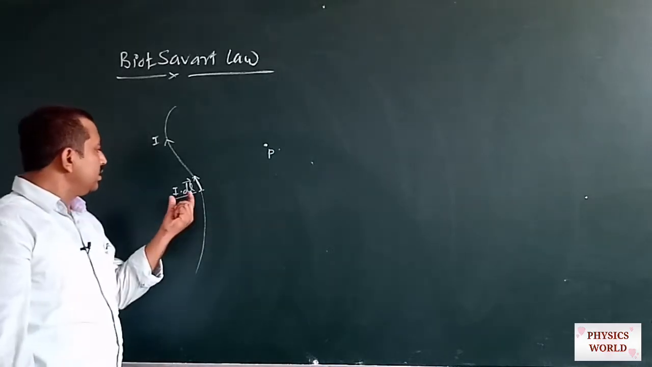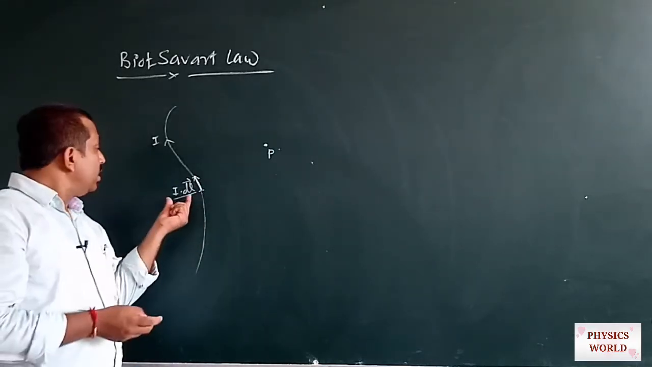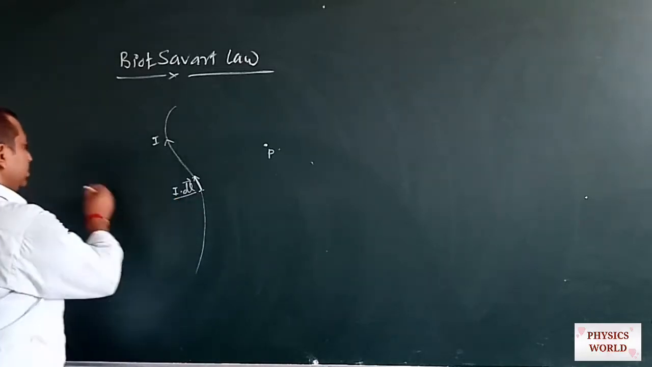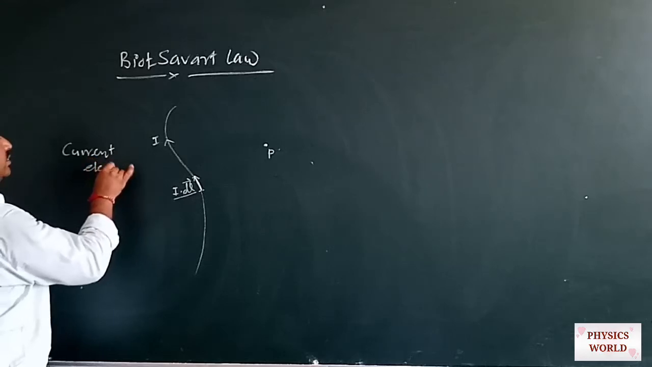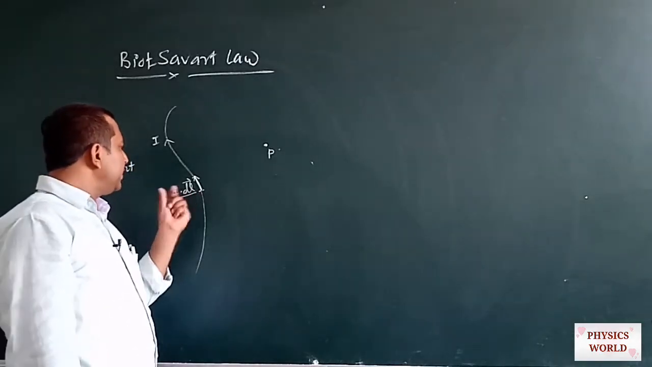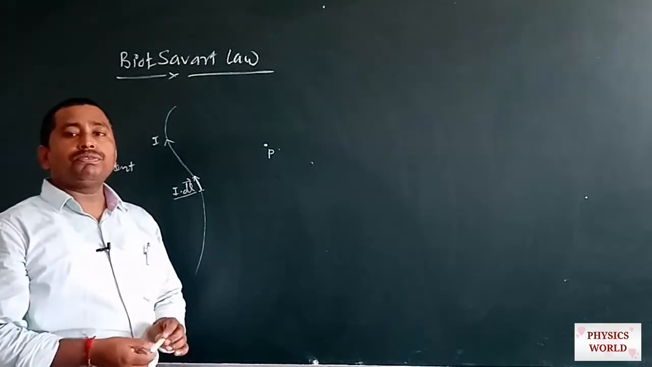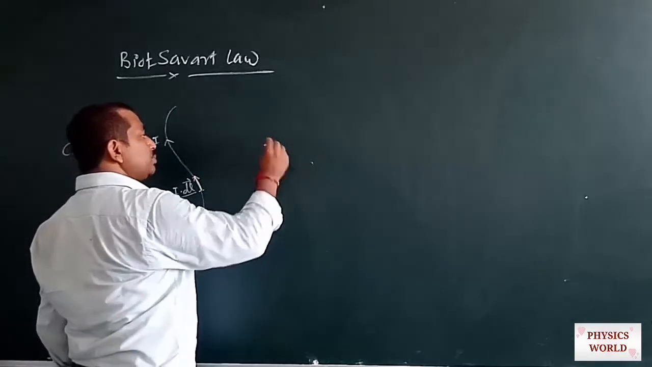combined jointly is known as the current element. What? Current element. So if the value of the current element is I dl, then what will be the value of the magnetic field due to this small current element at this point?